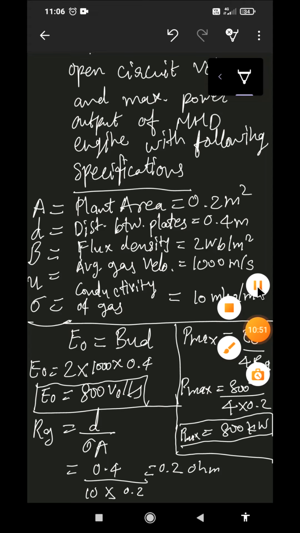So now what are the disadvantages? So we'll see disadvantages. The first disadvantage is that MHD equipment has a shorter life due to high temperature stresses. So the life is shorter. So this is a big disadvantage.